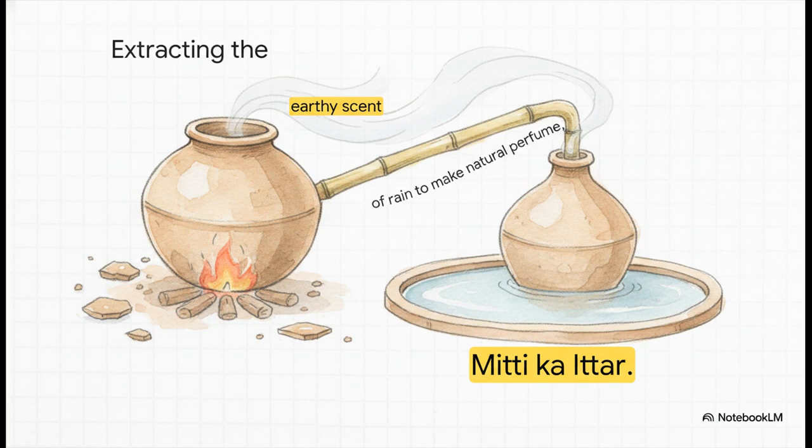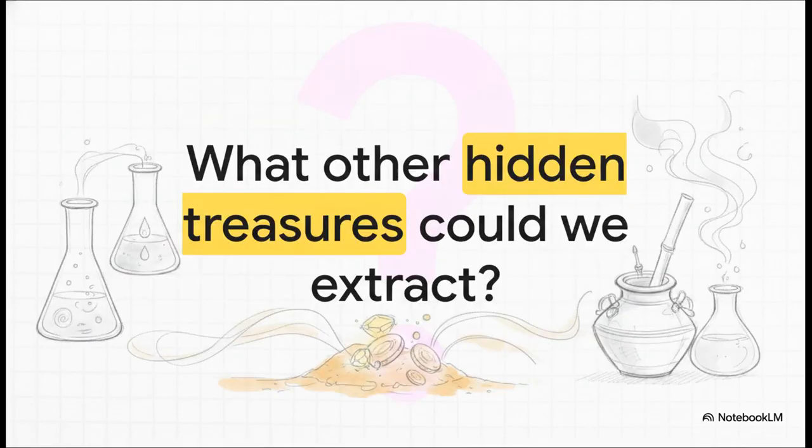It is an ancient, completely beautiful application of the exact same science we just explored. So, what does this all mean? Think about the incredible range of things we've covered today. From Dr. Mahalanobis using precise concentration math for life-saving IV drips, all the way to artisans distilling the literal scent of the earth into a tiny bottle. The science of separating mixtures allows us to isolate exactly what we need to survive, to build, and to create.